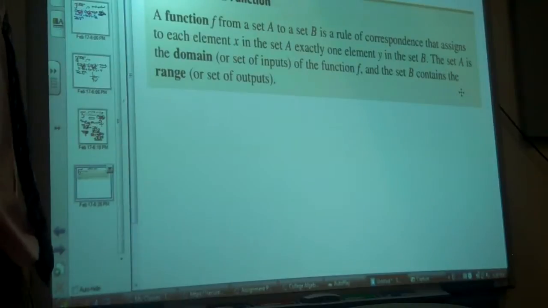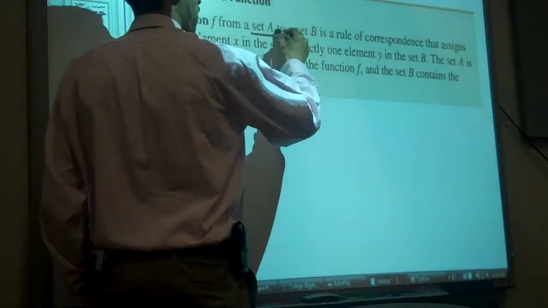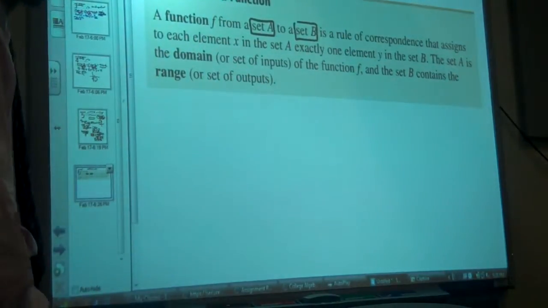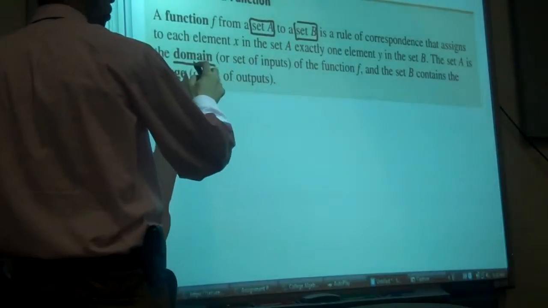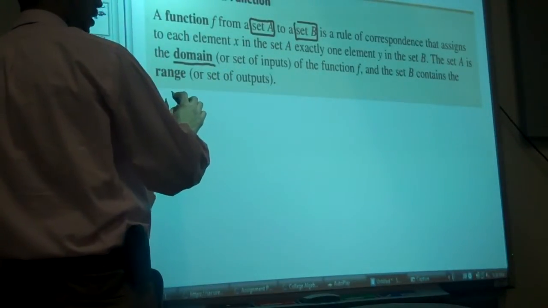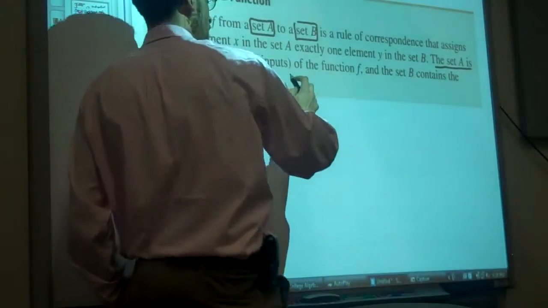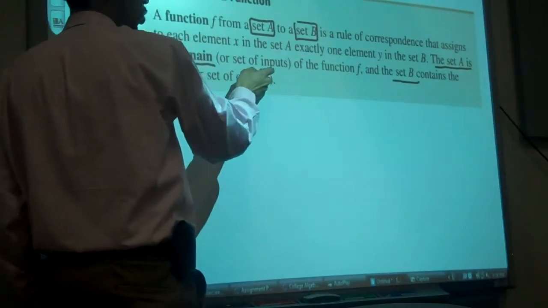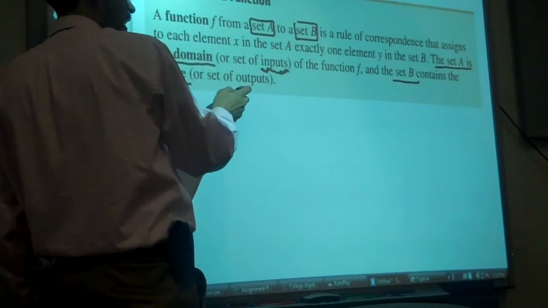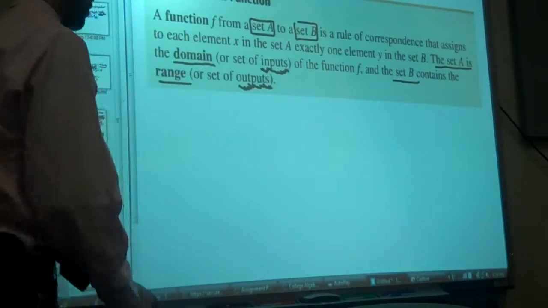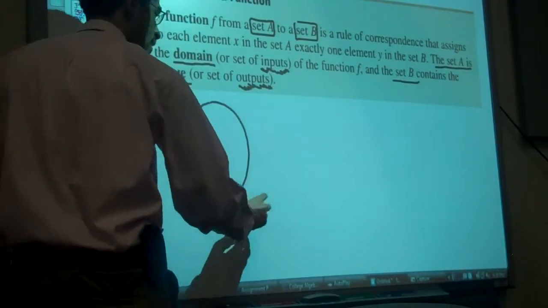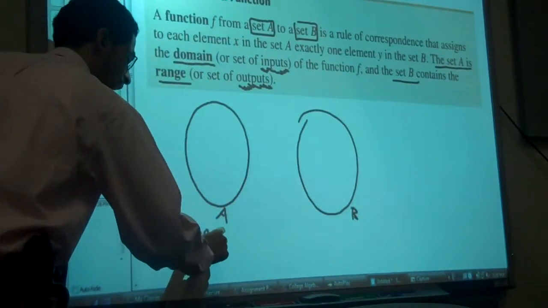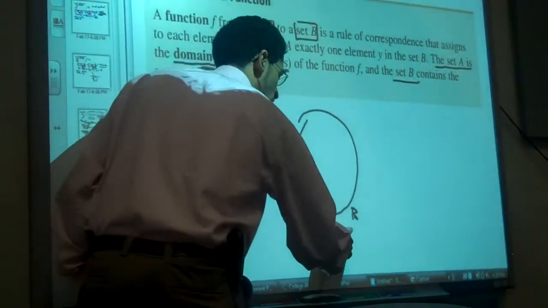All right, so here's what a function is. There's a set A and there's a set B. The set A is the domain. The set B is the range. Domain goes with the word inputs. Range goes with the word outputs. So I have this set A, this set B. A is all of my inputs. B is all of my outputs.